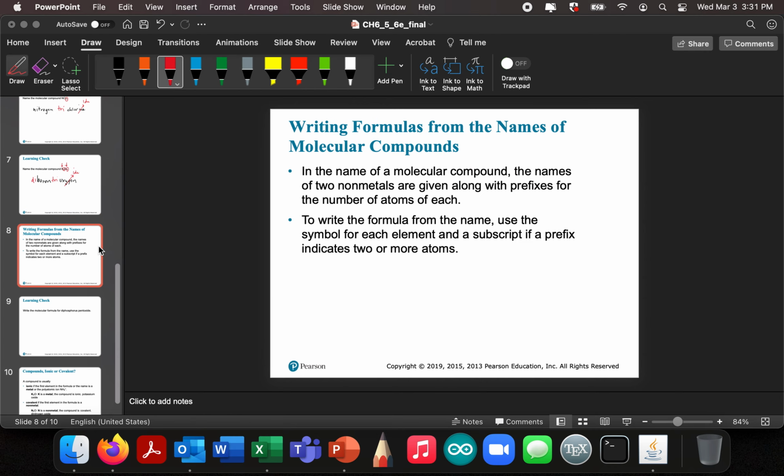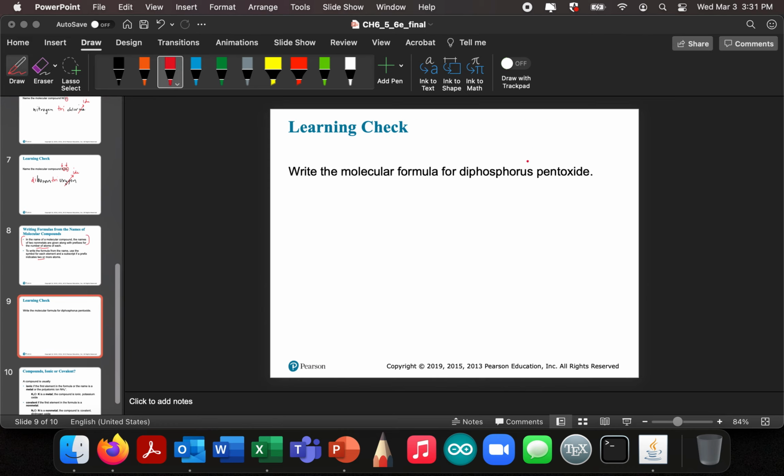Okay. So writing formulas from the names of molecular compounds. In the name of a molecular compound, the names of 2 nonmetals are given along with prefixes for the numbers of atoms of each, which we've done. To write the formula from the name, use the symbol for each element and a subscript if a prefix indicates 2 or more atoms. Okay? So it's just the backwards of what we were doing before. So diphosphorus pentoxide, pause the video, and write the formula for this.